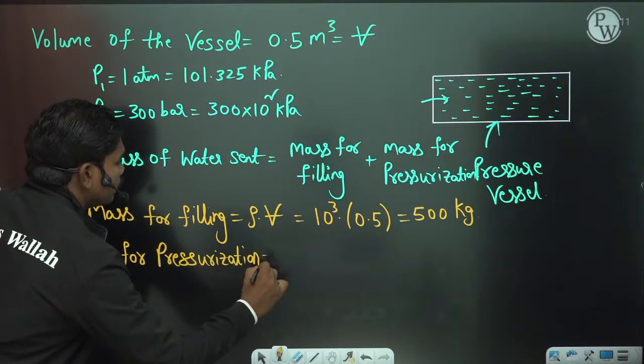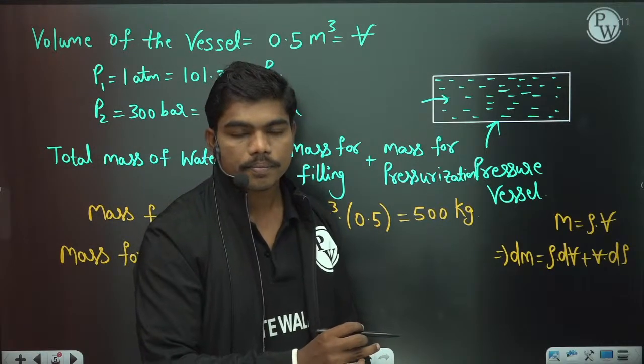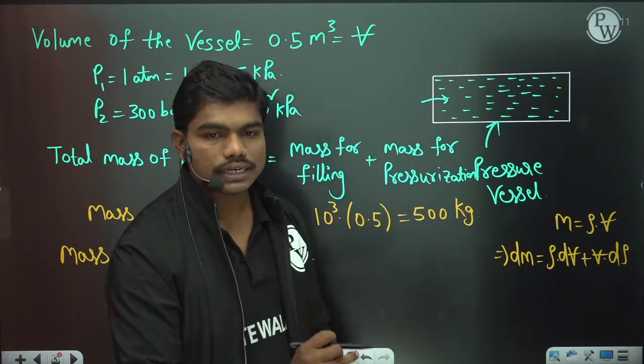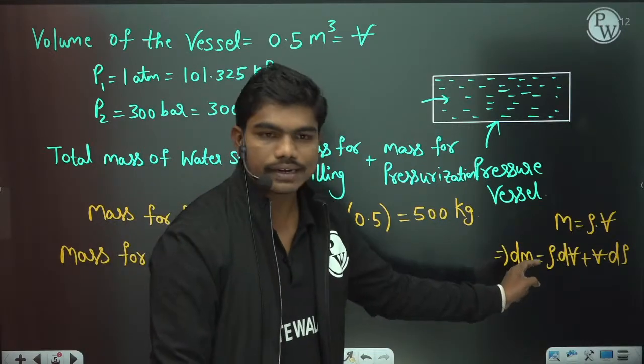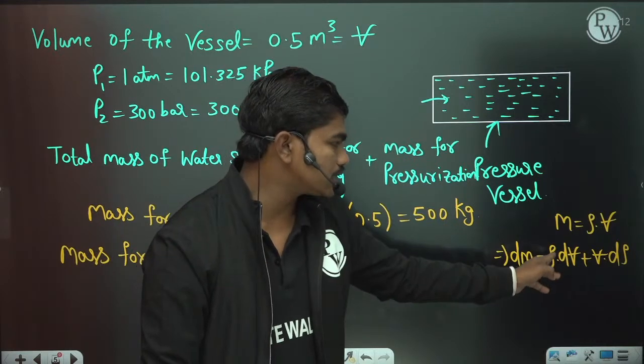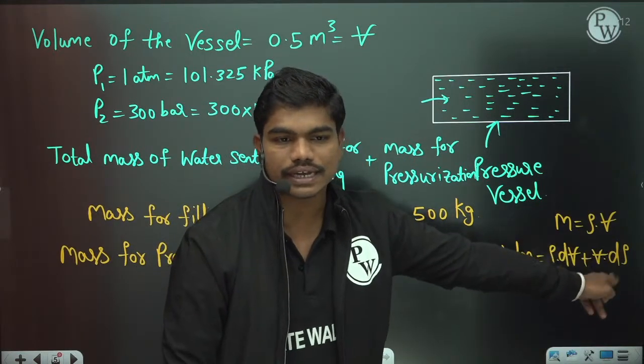Pressurization, which is delta M, let us say, for example. So this is equal to... yes, did you all understand this? Mass is nothing but density into volume. So if you take this differential, then the small change in mass is equal to density times change in volume plus volume times change in density.